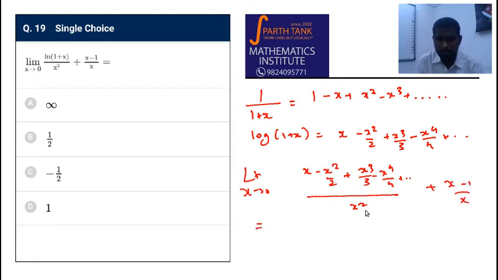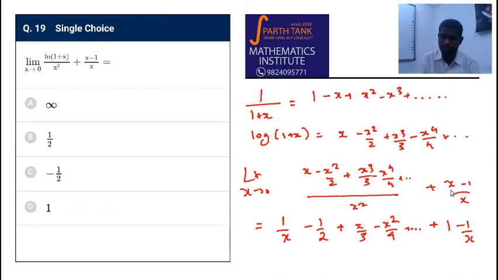Let us split these terms. Each term divided by x squared is 1 by x minus 1 by 2 plus x by 3 minus x squared by 4 and so on. And here I have plus 1 minus 1 by x. Right? x by x is 1, minus 1 by x. Cancel minus 1 by x and I have, of course, the limit is still here, limit x tends to 0.